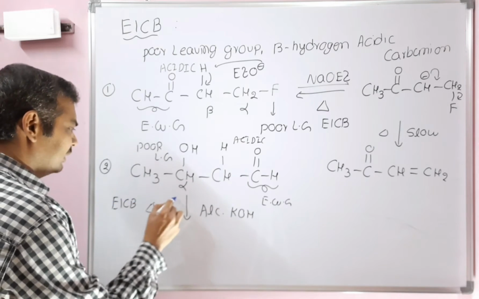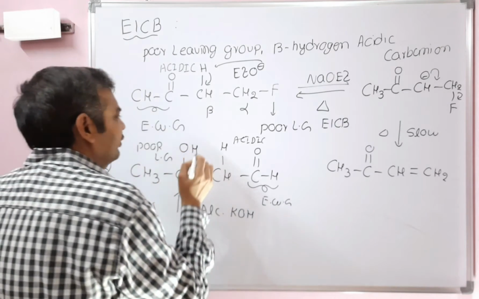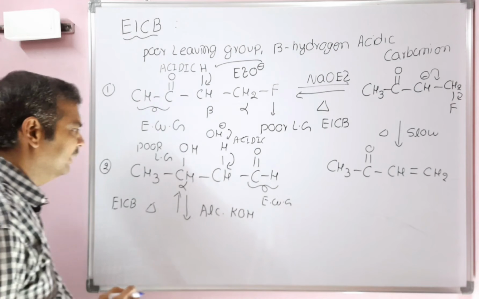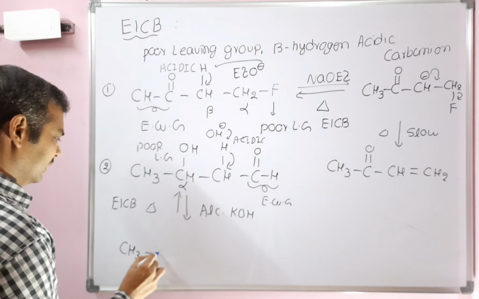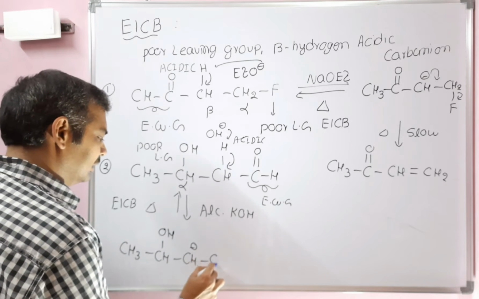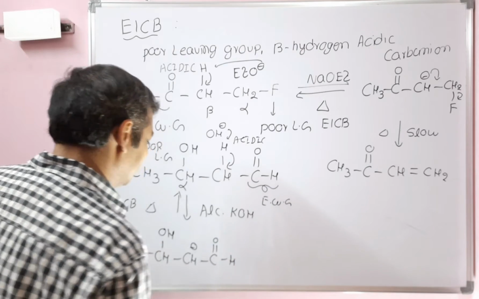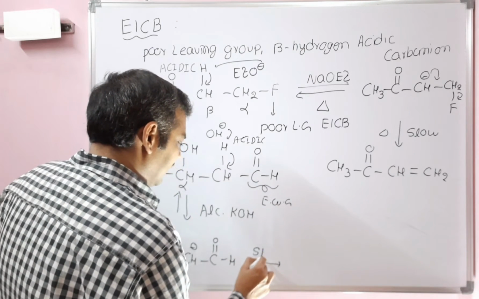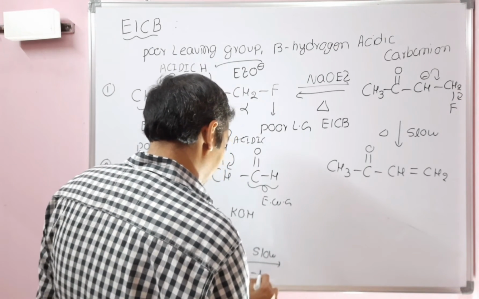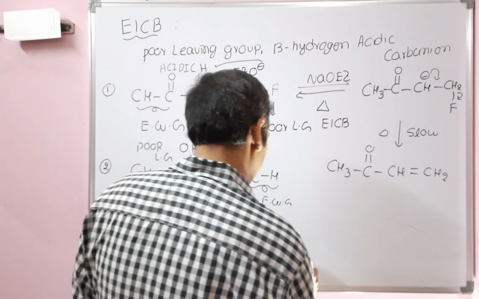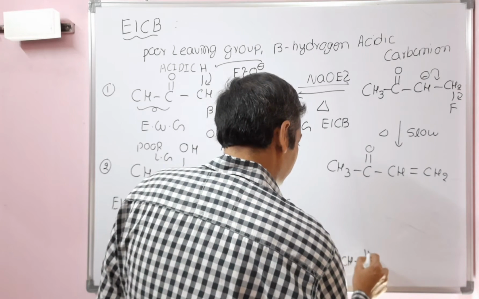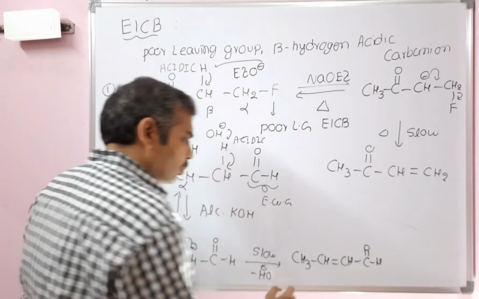In the E1CB reaction, the first step is reversible. OH minus abstracts a proton to give a carbanion, CH3-CH(OH)-CH(-)-CH=O, at high temperature. The next step is the slow step: at high temperature, expulsion of the leaving group, OH minus is eliminated to give CH3-CH=CH-CH=O. This is crotonaldehyde.